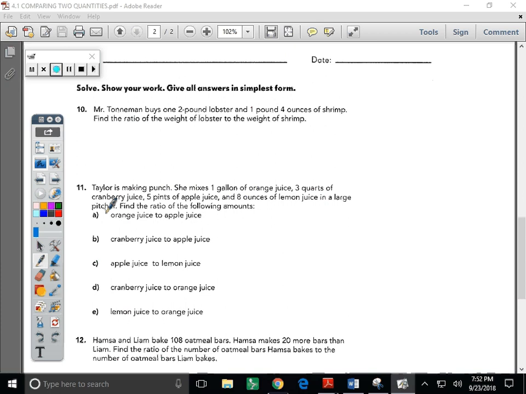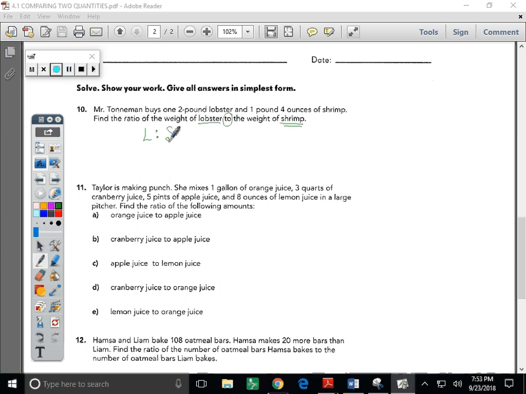Number 10. Mr. Kahneman buys 1 2-pound lobster and 1 pound 4 ounces of shrimp. Find the ratio of the weight of lobster to the weight of shrimp. Well, I know that order matters. The first thing they're asking for in the ratio is the lobster compared to the shrimp. So I'm going to write with my mathematical shorthand L to S. Lobster gets the L, shrimp gets the S.